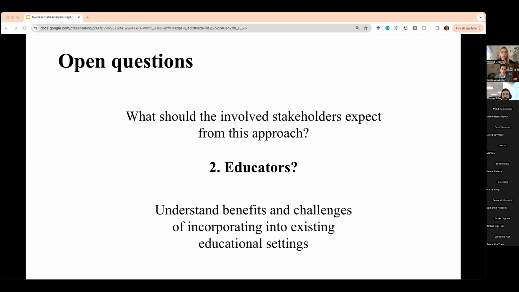We also try to understand how other stakeholders are impacted. So there are also educators. There are a lot of open questions around what is required on the educators' end to successfully run data analysis replications. How could data analysis replications be incorporated into large classes? And what should educators expect their students to learn and take away? And also what challenges might educators face?